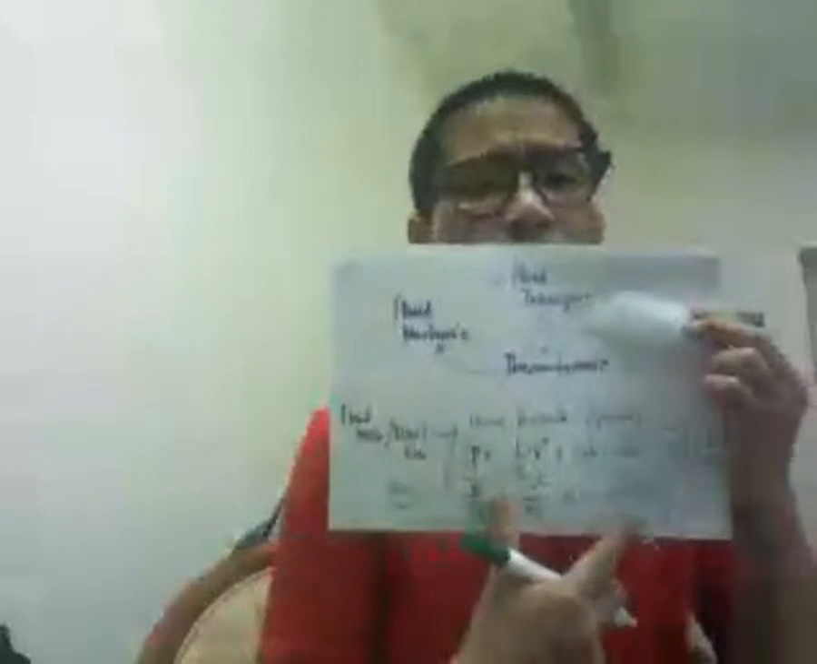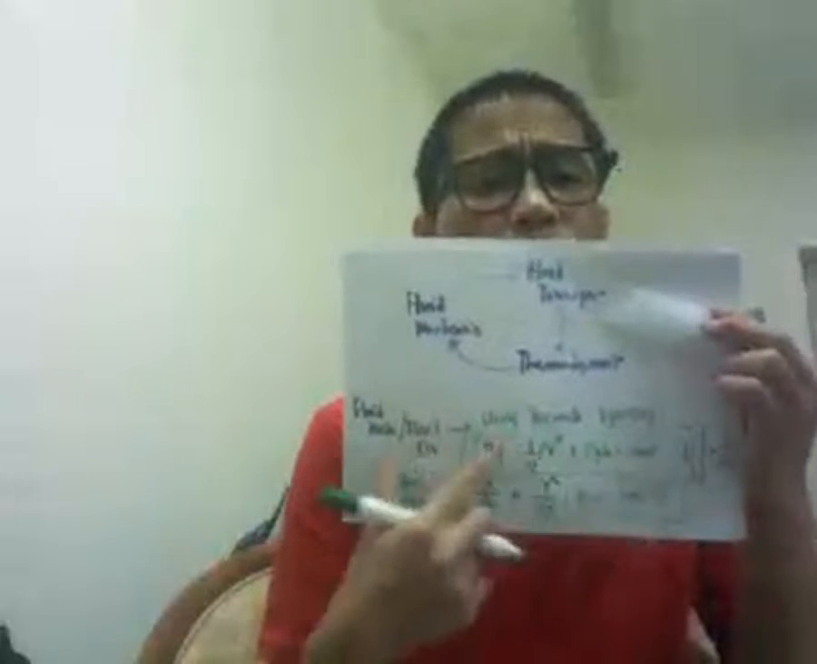Pressure over density gravity, plus, the density will cancel, so it's V squared over 2g, plus H equals a constant. This is equation number 2. This is the head form or the elevation form. Head form is the general form in terms of pressure form.